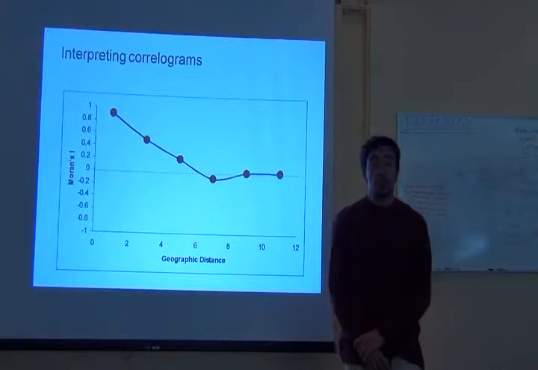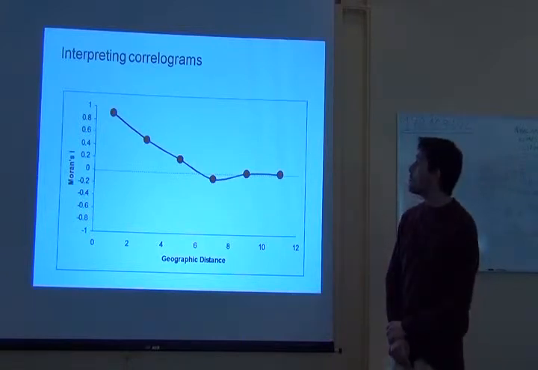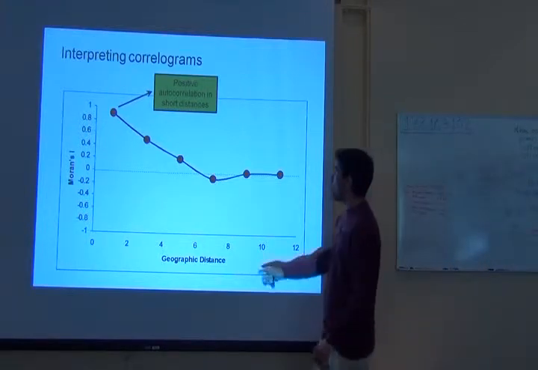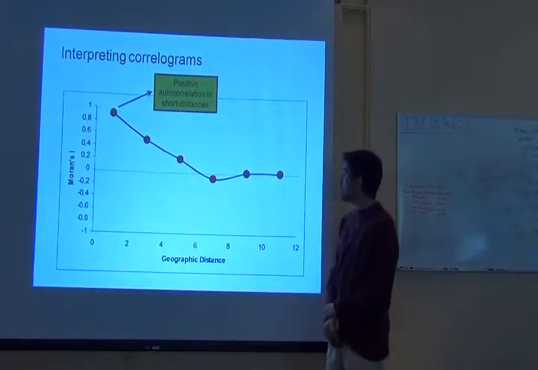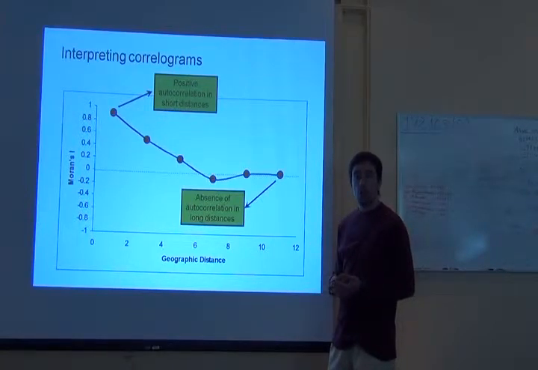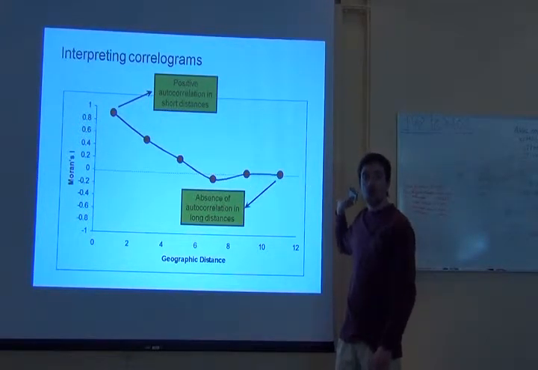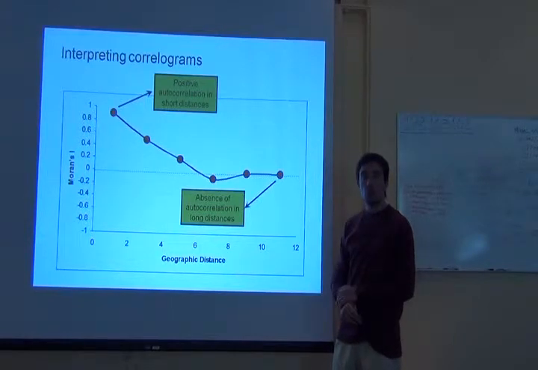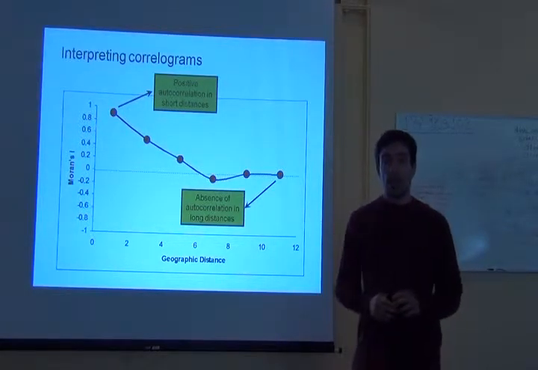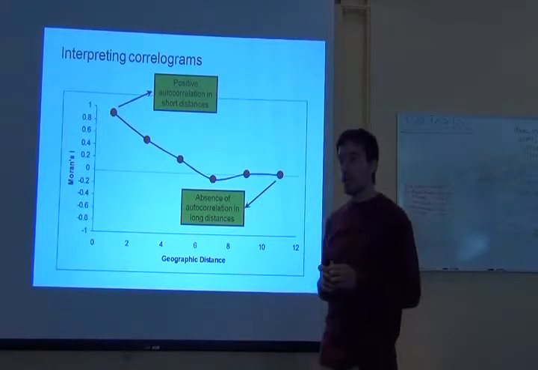Another correlogram that is pretty typical for ecological variables is this one. It tells me that there is positive spatial autocorrelation in short distances, but there is one distance, whatever that distance is, after which there's no spatial autocorrelation at all. It's close to zero. And it follows that way for long, long distance. That's also pretty typical for ecological variables. Okay? We're going to return to that in a moment, when we start doing the practical hands-on exercise.